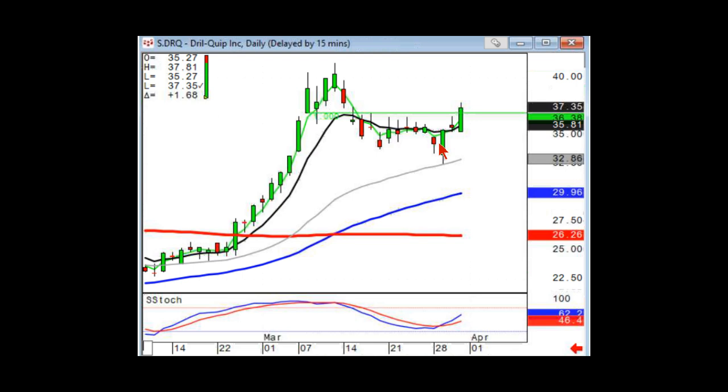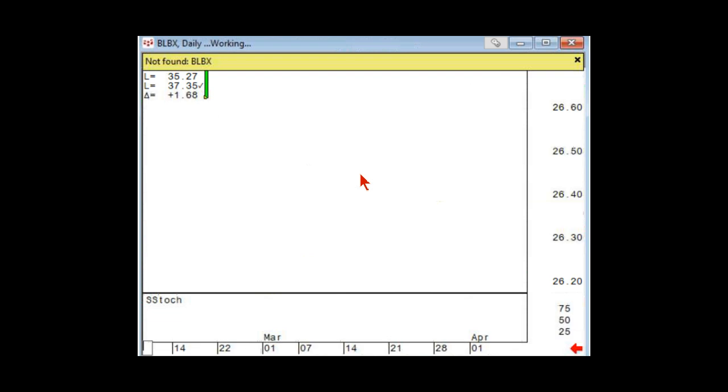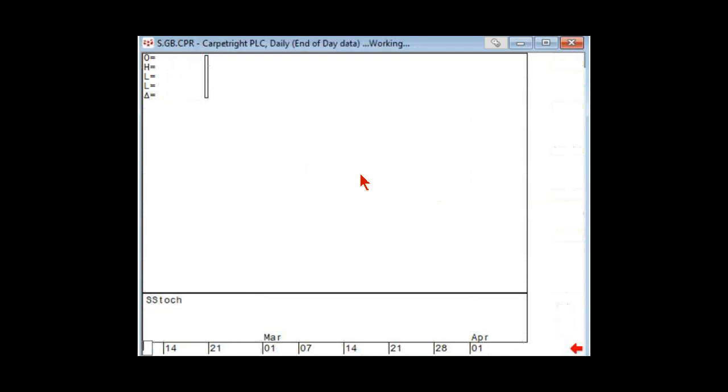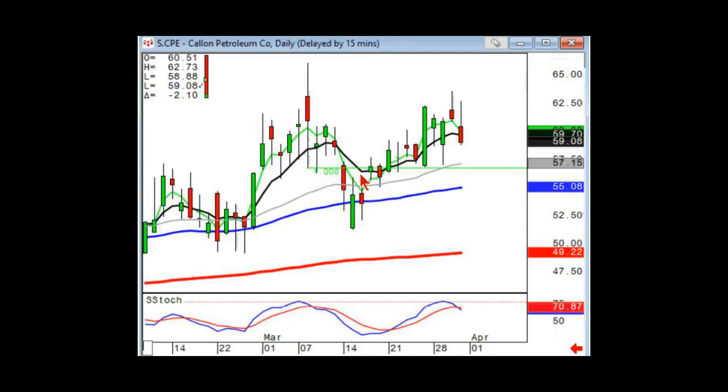DRQ, you can stay long on this one. You're bullish engulfing, bullish confirmation, J-hook type pattern. That's a good looking chart. BLBX, that one's not coming up. Probably wouldn't be long or short in this one, JB.